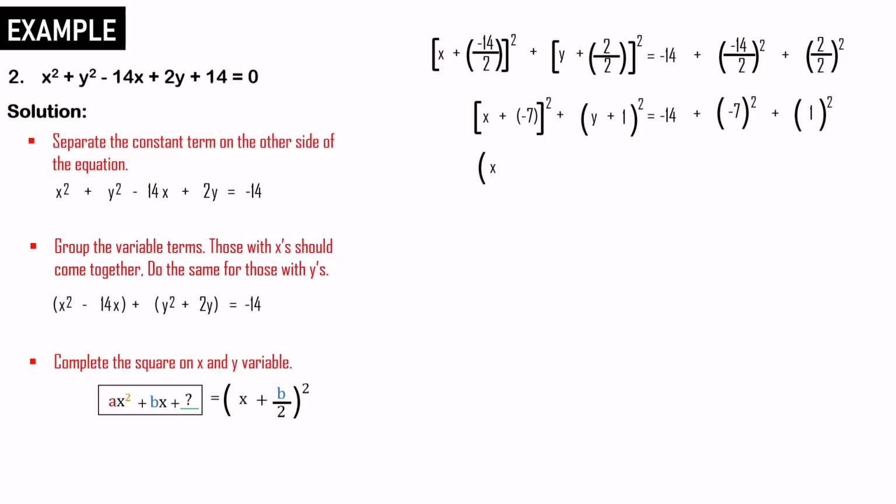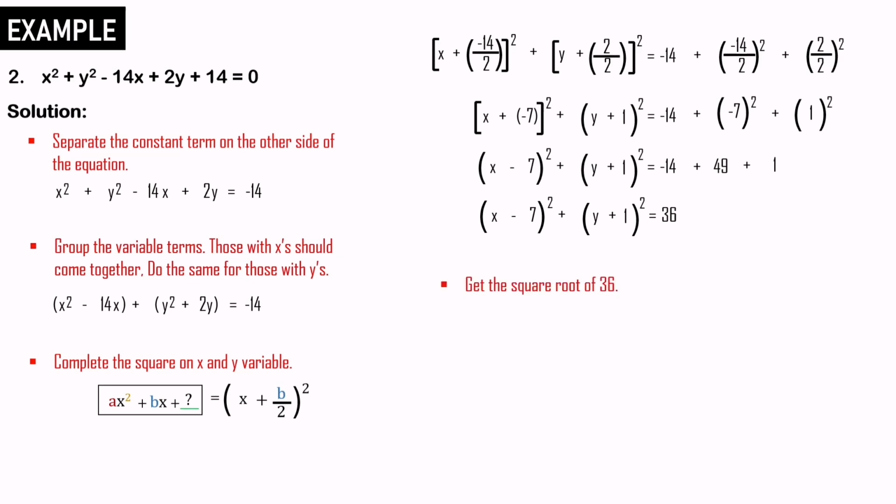Next, x, positive and then negative, so it becomes minus. Minus 7 squared plus y plus 1 squared is equal to negative 14 plus negative 7 squared. What is that? That is 49 plus 1. So we have x minus 7 squared plus y plus 1 quantity squared is equal to 49 plus 1 is 50, minus 14, that's positive 36.